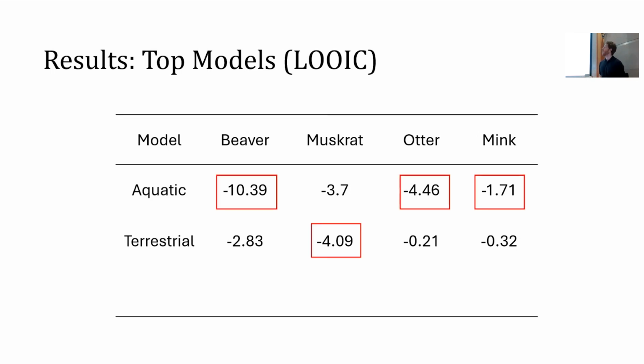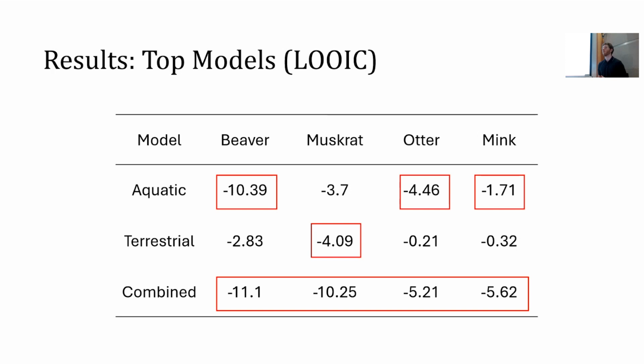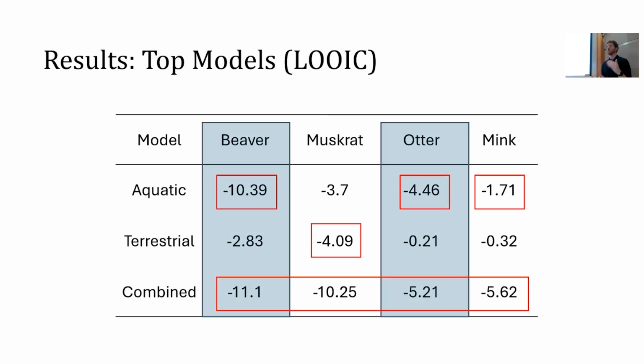All right, so we can see that the top aquatic model was more supported for beaver, otter, and mink, whereas the top terrestrial model was more supported for muskrat. Bringing in that combined model, sure enough, the combined model is more supported for all species across the board. But again, looking at those relative differences kind of provides a bit more information.